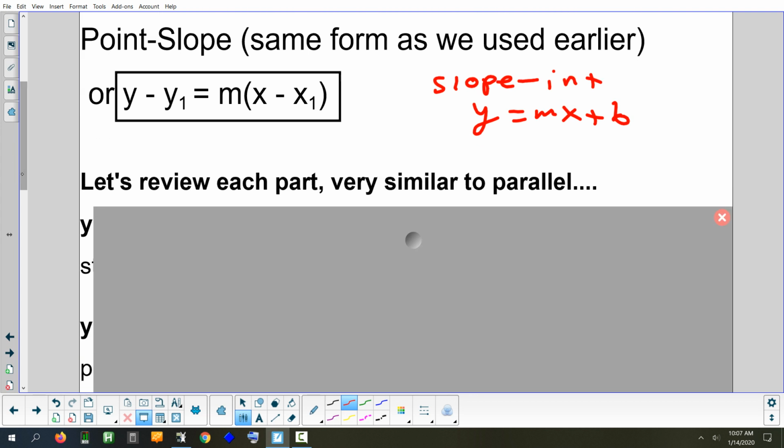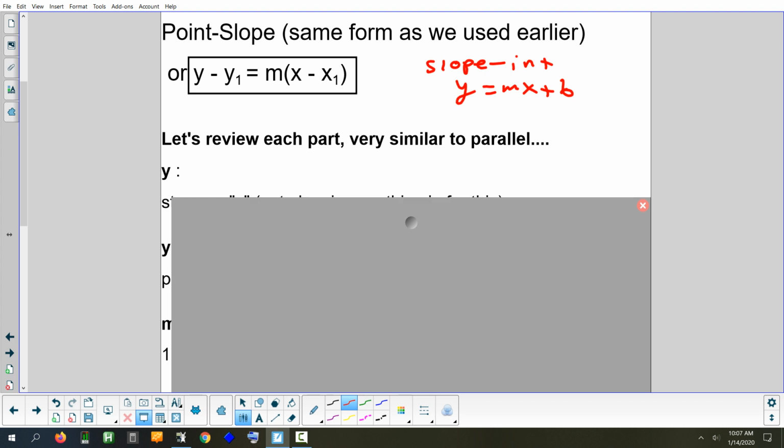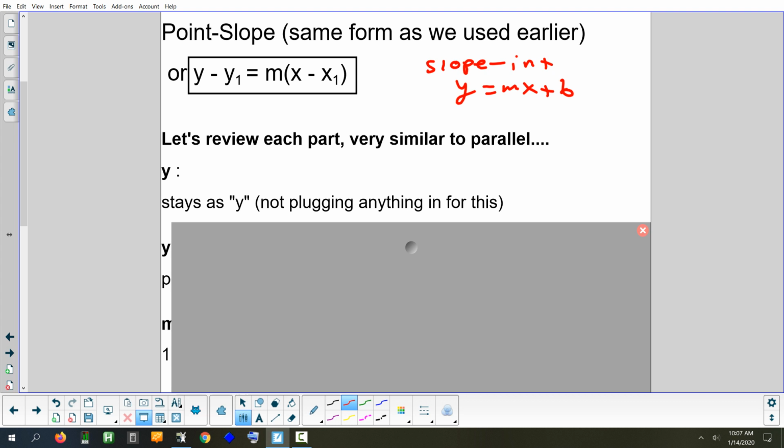Okay, so let's just review, just like we did yesterday. What happens to the y in that box? It stays the same. Okay, so y stays as y. If you just want to write it stays the same, you don't have to write anything, unless you don't know what stays the same. But y stays the same. The minus just stays the same. How about the y1?